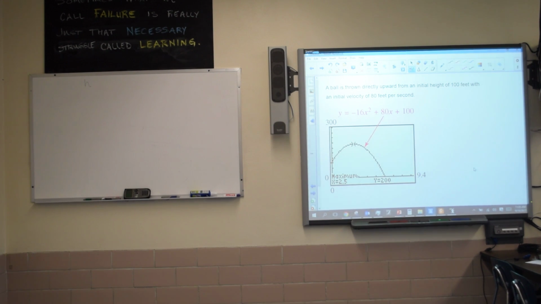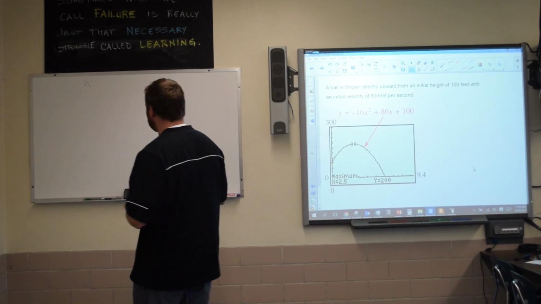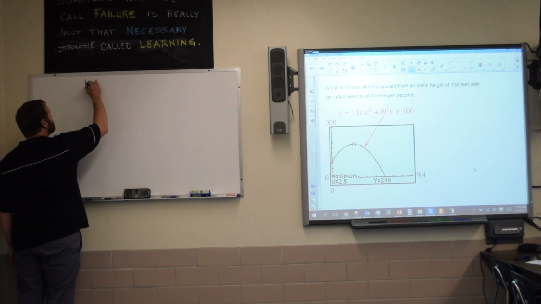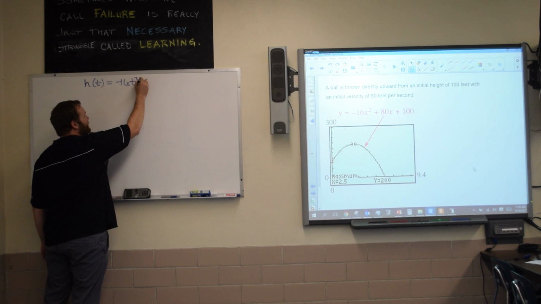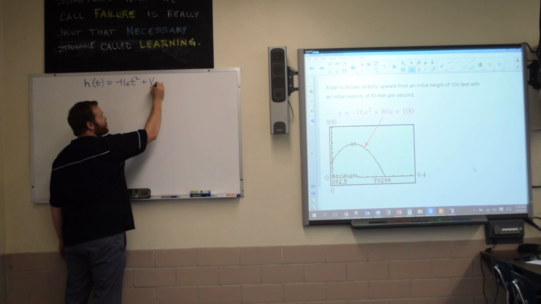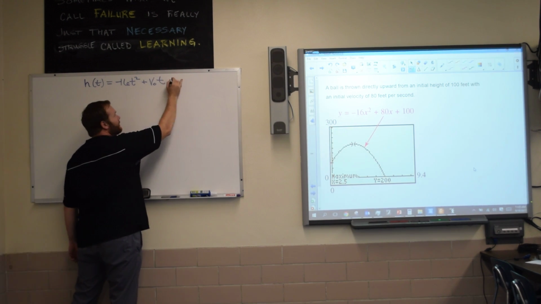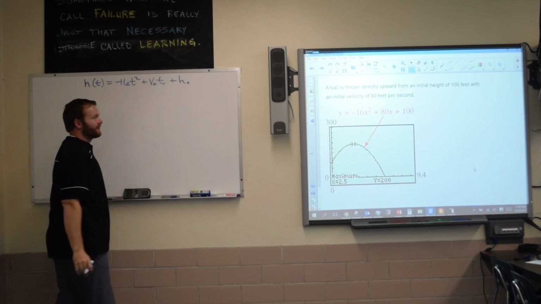So h of t is equal to negative 16 t squared plus initial velocity times t plus an initial height.